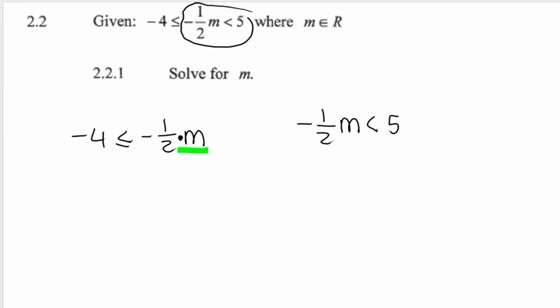When I divide by a negative, I flip the inequality sign. M is by itself now because I'm doing inverse operations. And if I divide by negative a half, I'm going to get 8. Then I do the same thing here. This is multiplied by negative a half. To get m by itself, I do inverse operations, which is divide by negative a half. When I divide by negative, this inequality sign must flip, and I'm going to get negative 10. So whatever you prefer to do is fine.